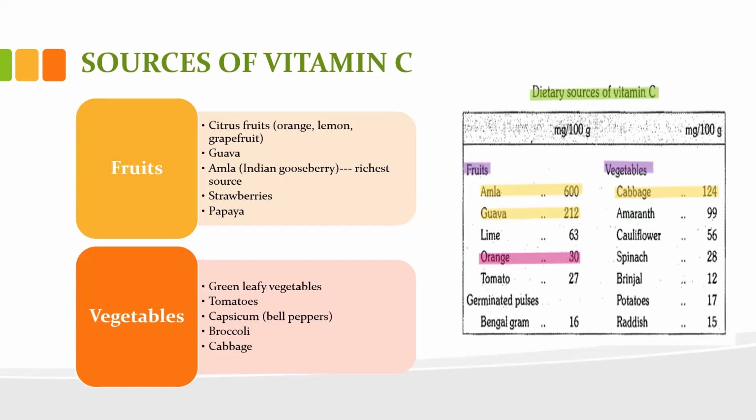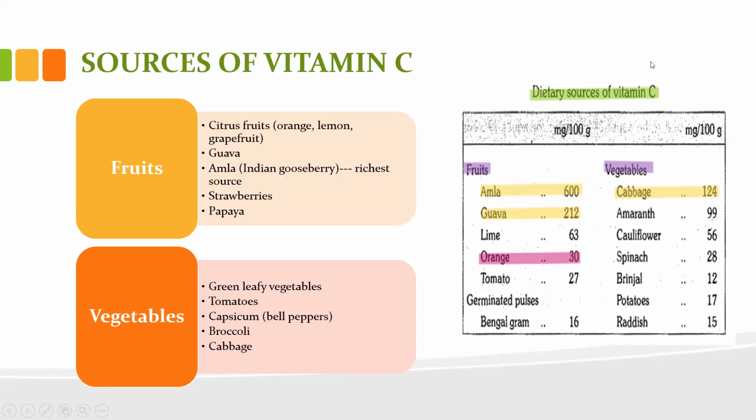Sources of vitamin C. Vitamin C can be obtained from fruits and vegetables. The fruits which are rich in vitamin C are mainly the citrus fruits like orange, lemon, grapefruit, and guava. Amla is the richest source of vitamin C. Then there are strawberries and papaya. The vegetables which contain vitamin C are green leafy vegetables, tomatoes, capsicums or bell peppers, broccoli, and cabbage.